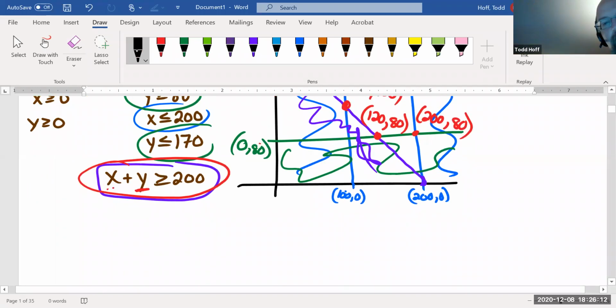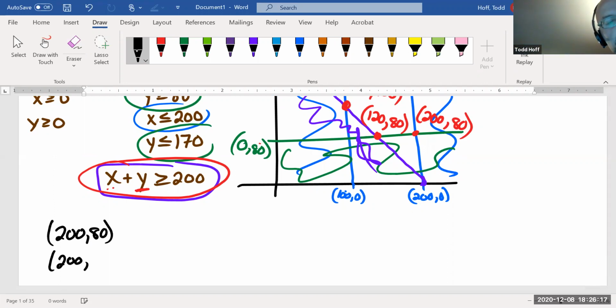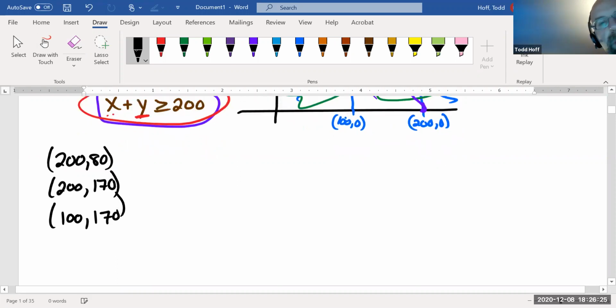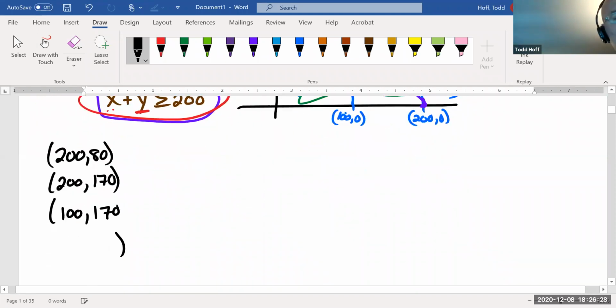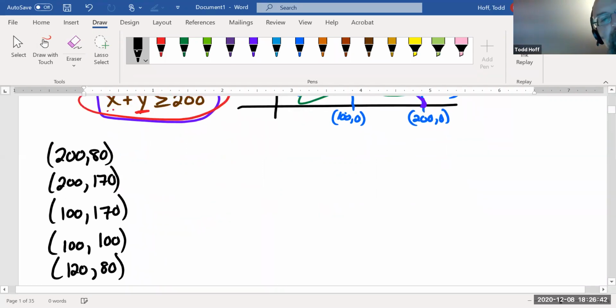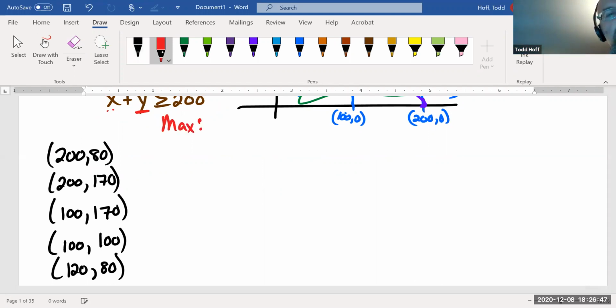So if I go around the horn, I have 200, 80, 200, 170, 100, 170, 100, 100, and 120, 80. And our objective function, we are trying to maximize P equals negative 2X plus 5Y.